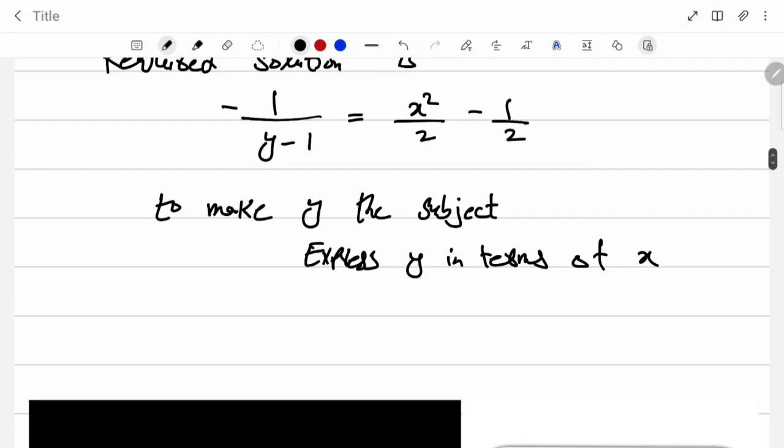So what we need to do in that particular case is adjust this. So minus 1 over (y minus 1) equals (x squared minus 1) over 2. I'm making an LCM because the denominators are the same, so I'm merging them. I hope everyone is getting the point of what we are doing here.